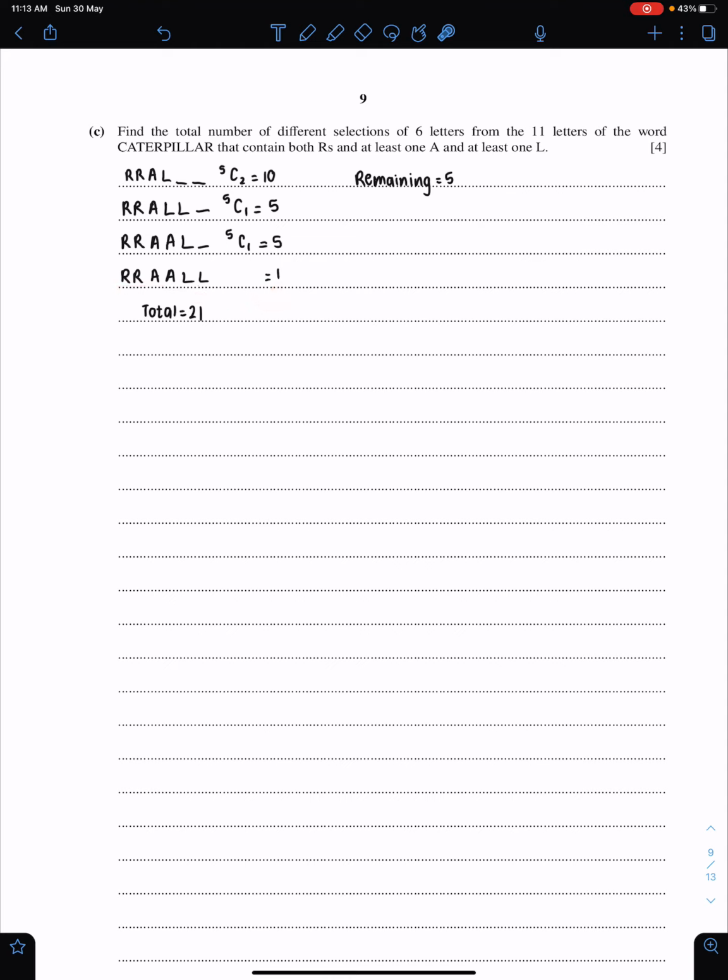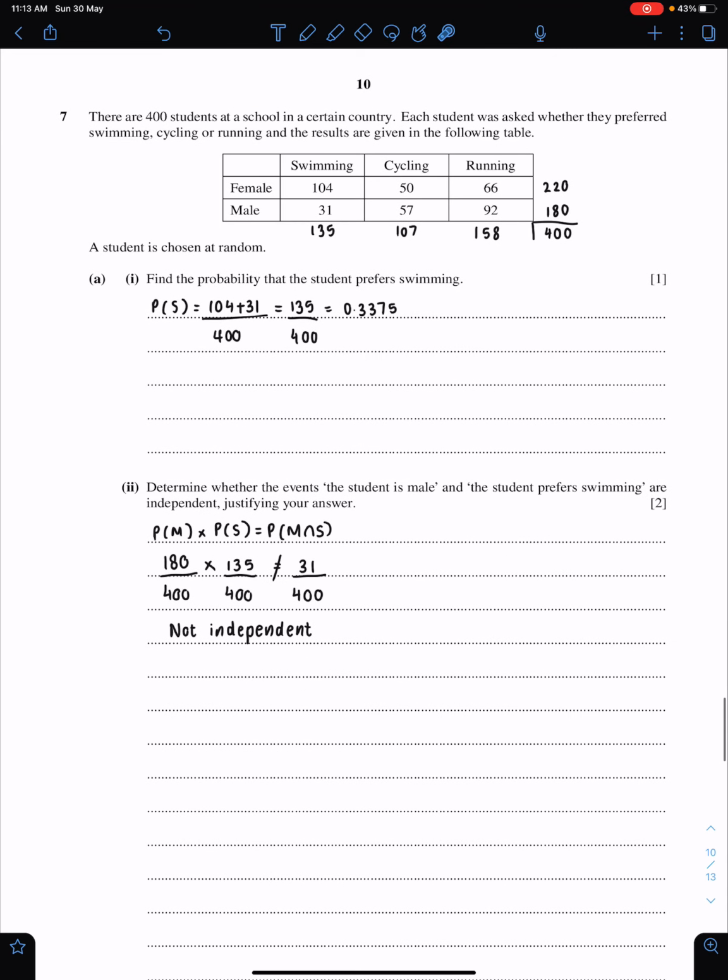There are 21 ways for the selection of 6 letters with these restrictions. This is the last question of this paper, number 7.